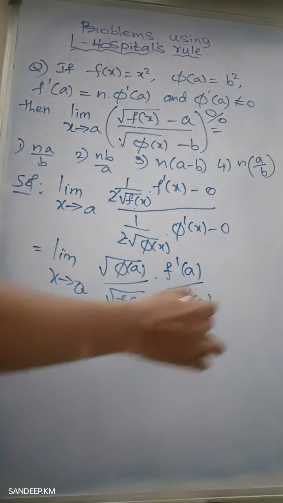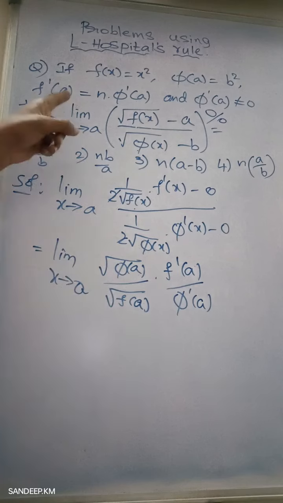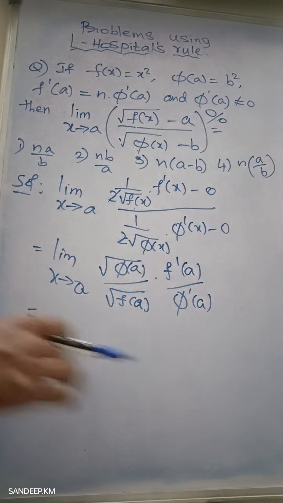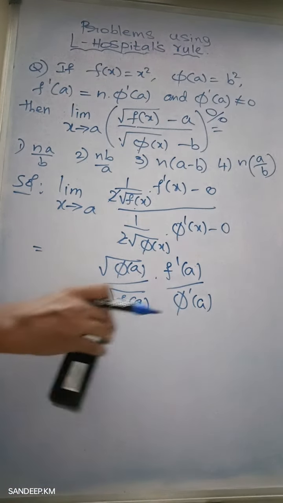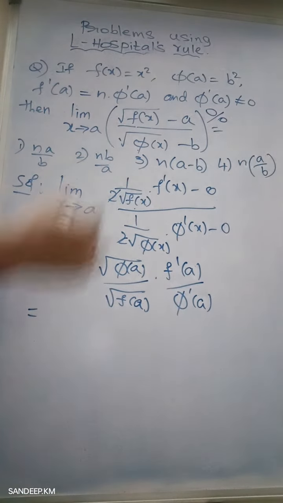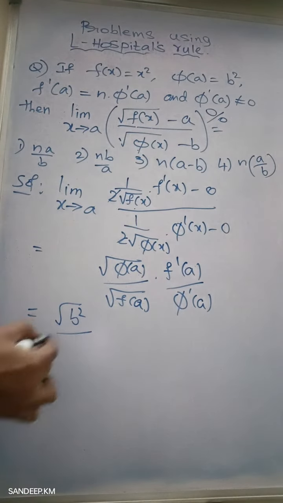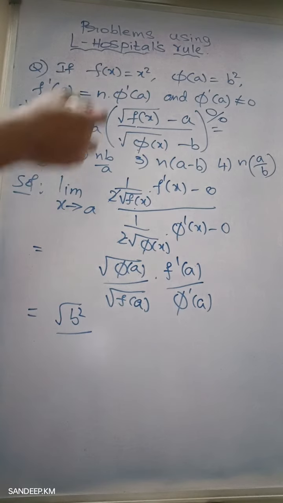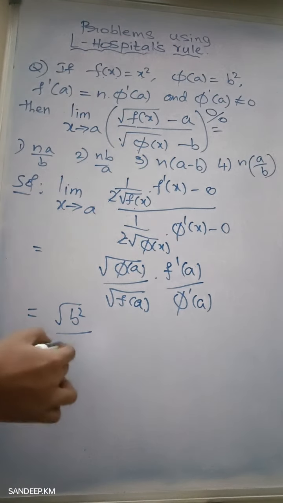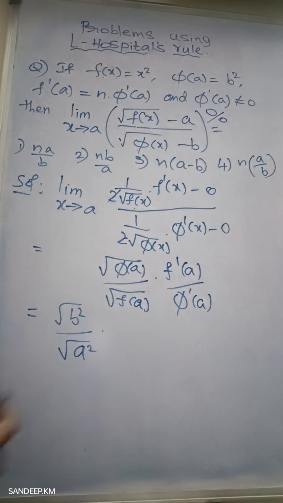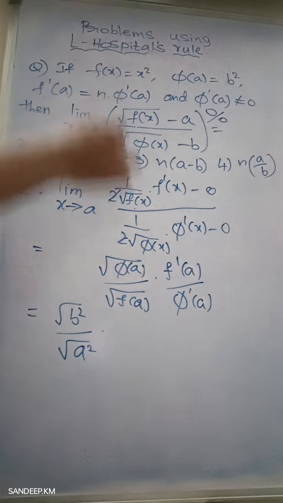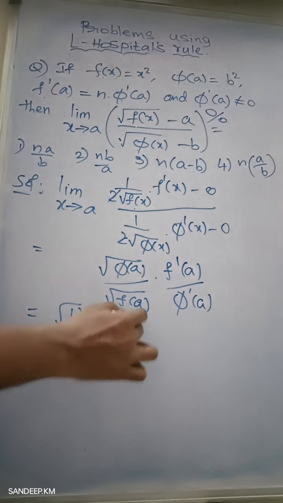And now you already have these values from the question. So what is it, dear students? So I have substituted x as a now. Now root over pi of a, that means root over b square, divided by root over f of a. Root over f of a is root over a square into f dash of a. What is f dash of a? F dash of a is given as n into pi dash of a.